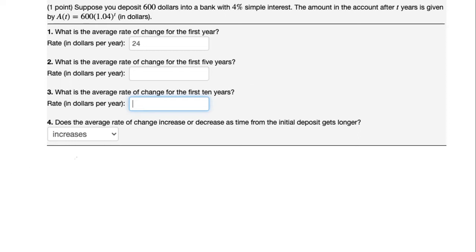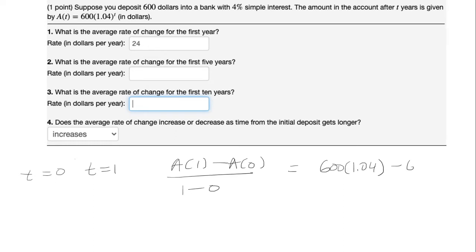So the first thing is the first year, so that'll be the slope from t equals 0 to t equals 1. So that's basically a of 1 minus a of 0 over 1 minus 0. So if we plug that in, we have 600 times 1.04 minus 600 over 1. And that will give us 24 as a slope. So that goes in the first box.